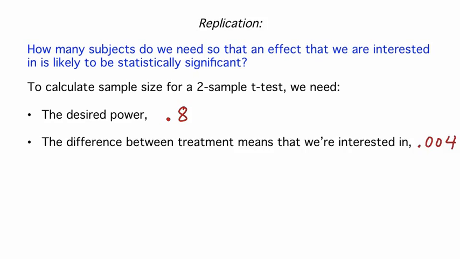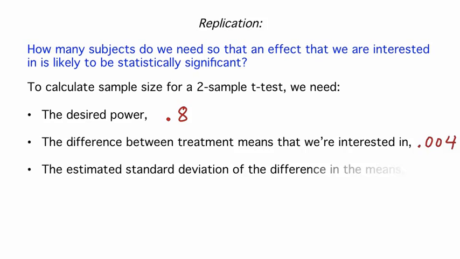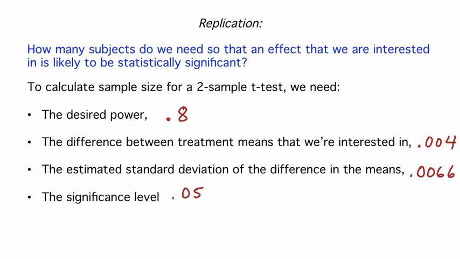Power, and thus sample size, also changes with standard deviation, so we need an estimate of the standard deviation of the difference in the HbA1c means. Based on previous studies, this was estimated to be 0.0066. And power varies with the significance level, or the cutoff for how small is small for a p-value, which then sets our chance of making a type 1 error. And this is often set at 0.05, which we'll use here.